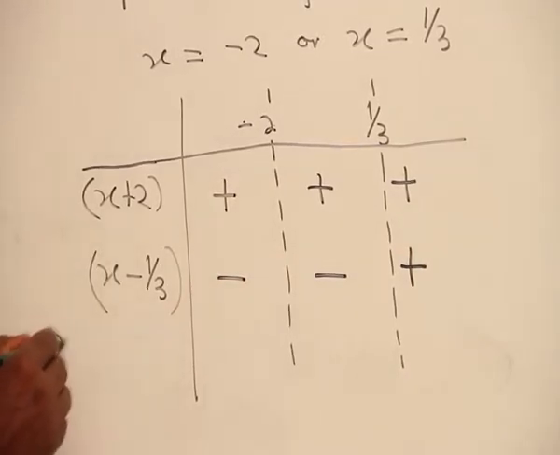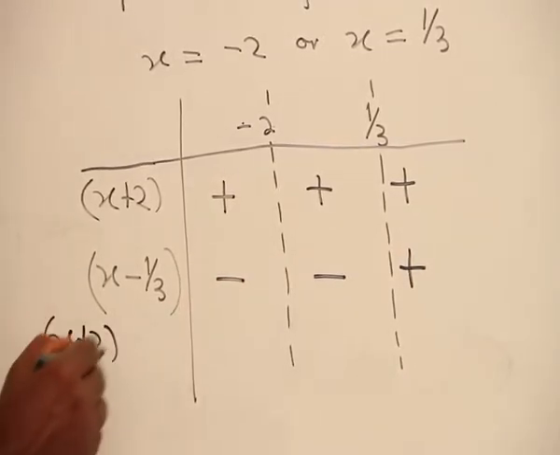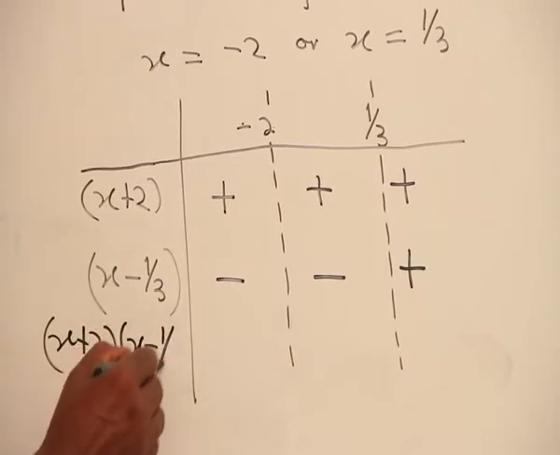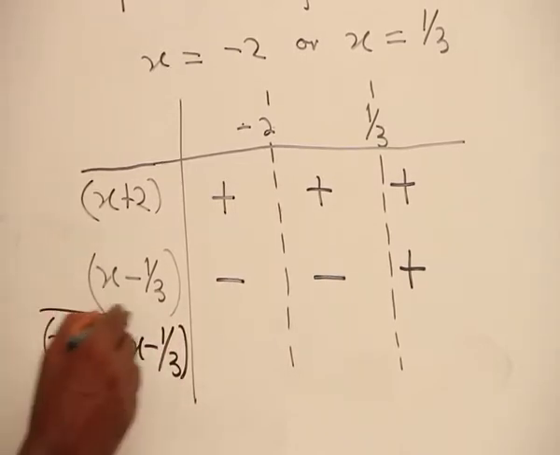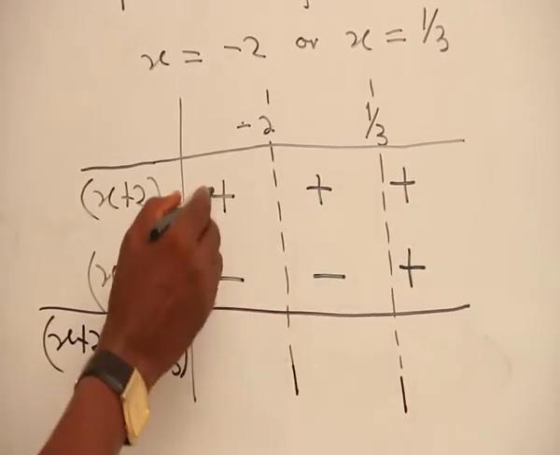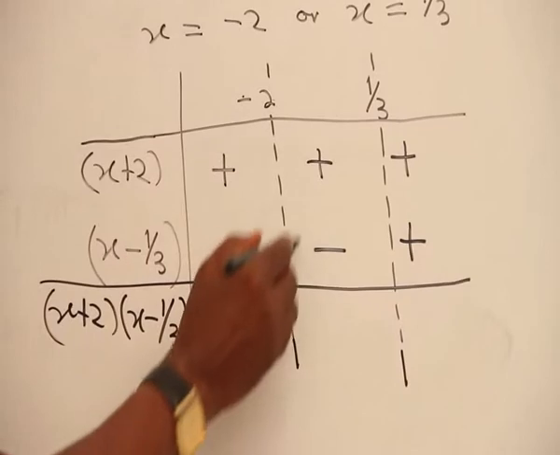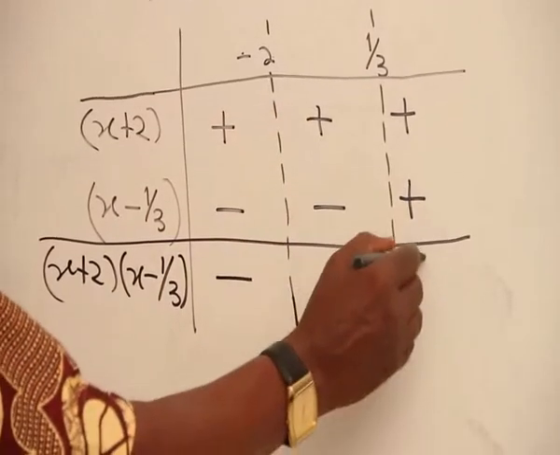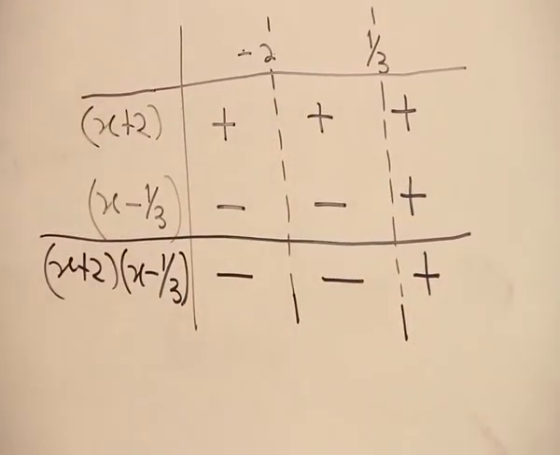Then, you find the product, s plus 2 and s minus 1/3. So we roll across the product in terms of their signs. Plus times minus is minus, another minus, and then this is plus.